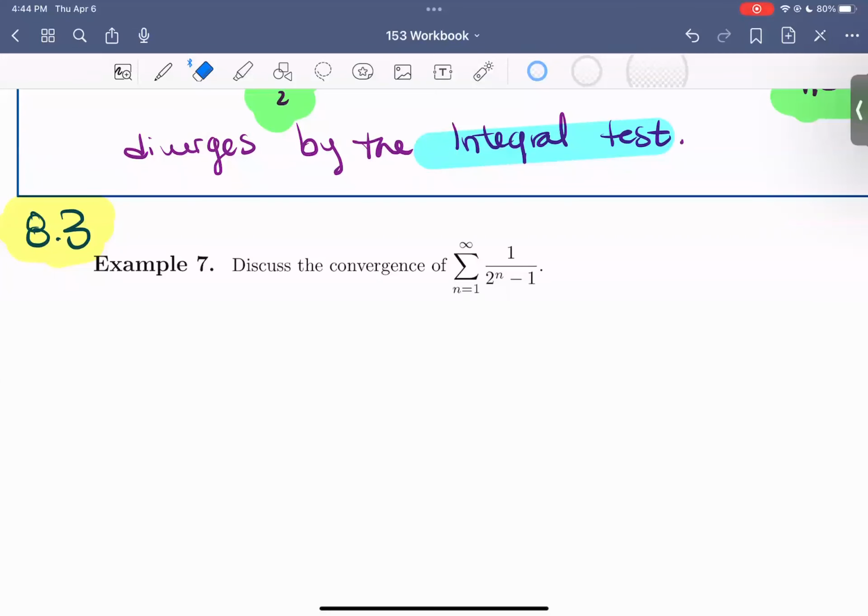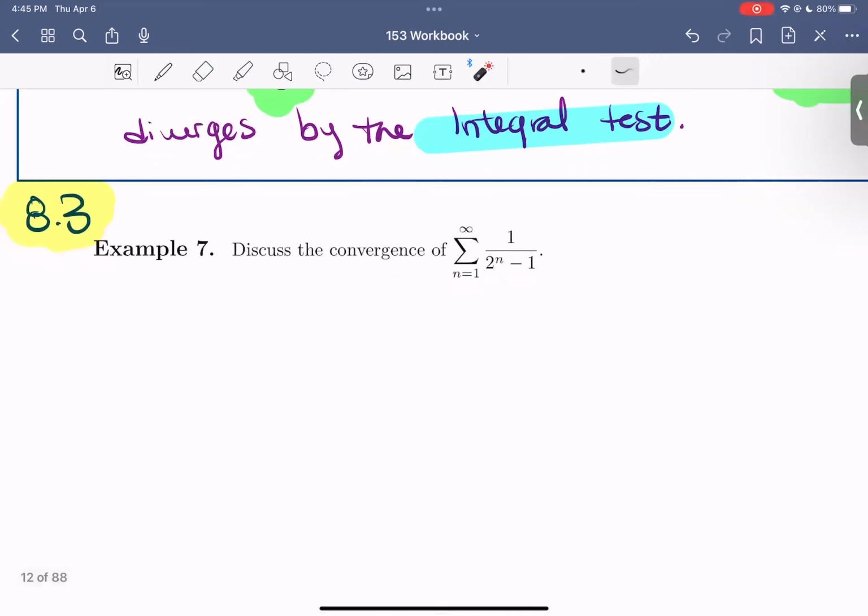In this video, we're going to continue our work in section 8.3 and look at example 7. This example is going to help set us up for our next convergence divergence test of series. So in this example, we're asked to discuss the convergence of the series, that is, the sum from n equals 1 to infinity of 1 over 2 to the n minus 1.